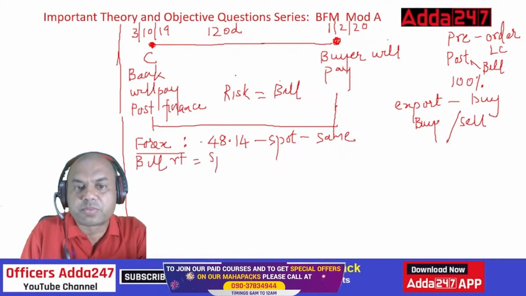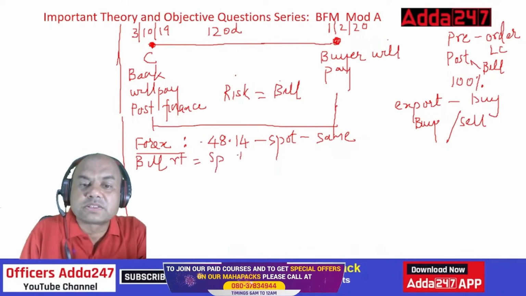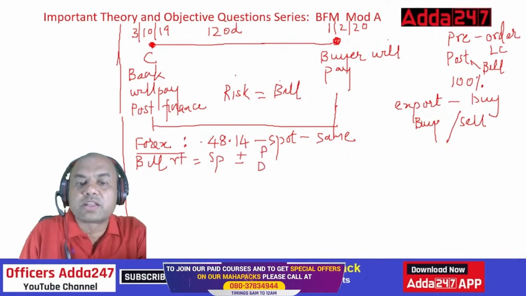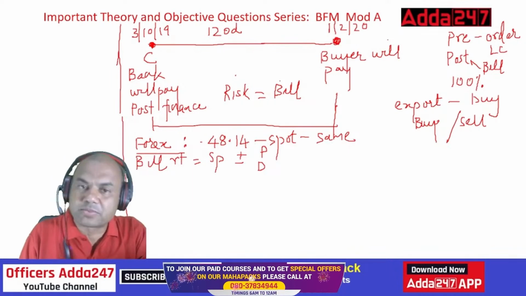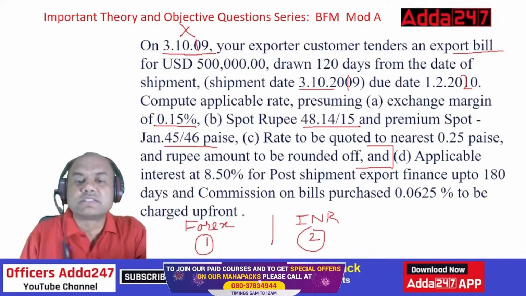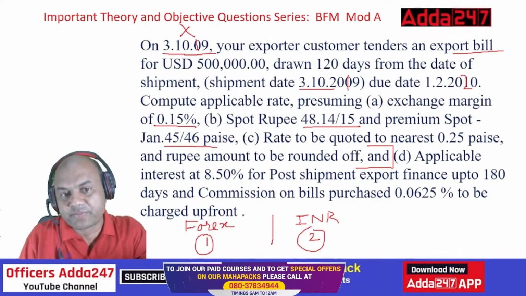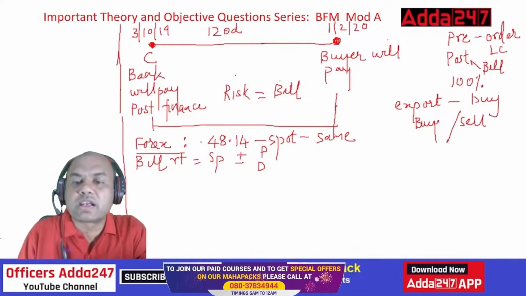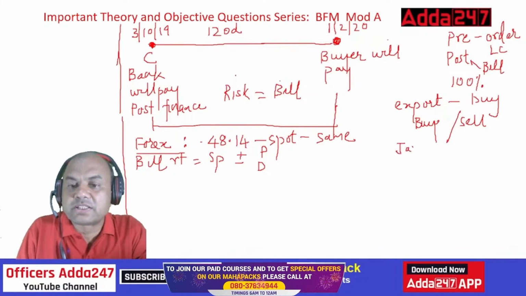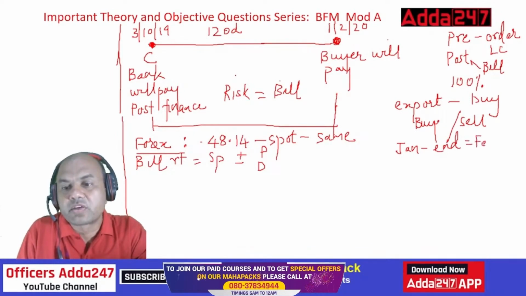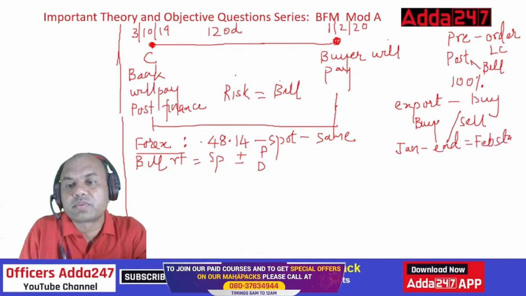spot rate, spot plus or minus. Now I'll write premium over here and discount over here. If it is premium, then it is plus. If it is discount, then it is minus. What is the case given over here? This January rate is given as 45.46. Now what is the January rate? January means January end. Always remember this. Whenever any rate is given as Jan rate, it means Jan end rate. So whatever is at the Jan end, the same will be applied to the Feb start.